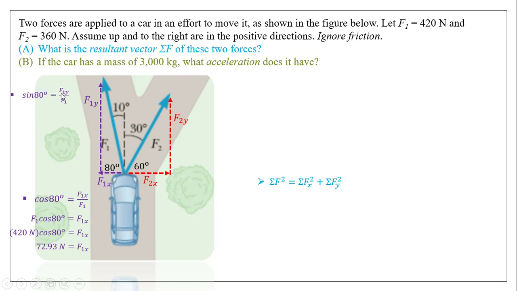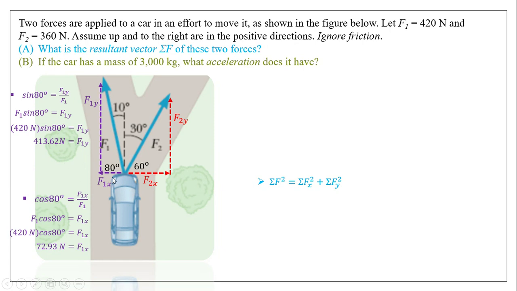Opposite in this case is F1y. Hypotenuse is F1. To solve for F1y, multiply both sides by F1. So we're doing the same skill that we did down here. Therefore, F1 times sine of 80 is equal to F1y. F1 is 420. 420 times sine of 80 will give you a value of about 413.62 newtons.